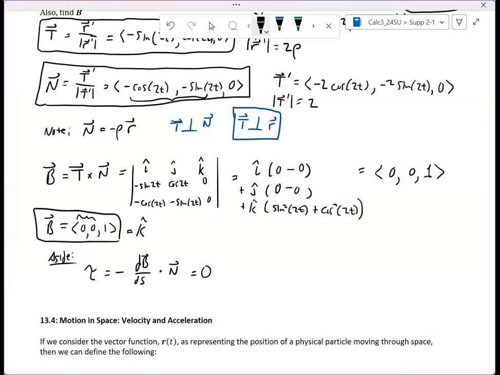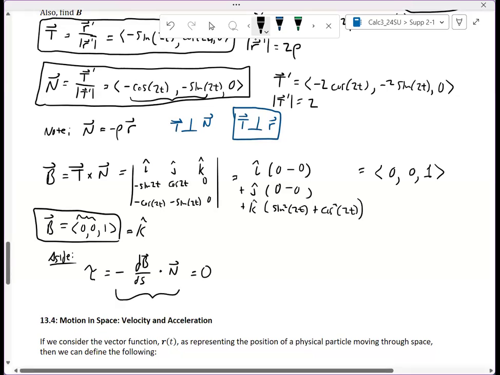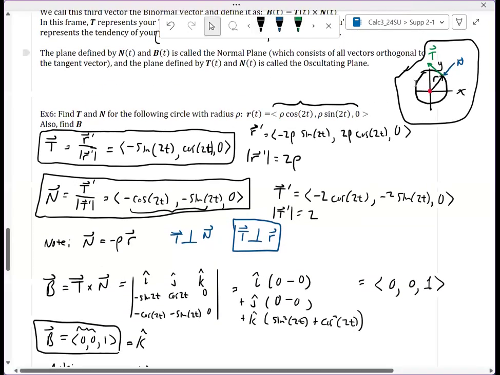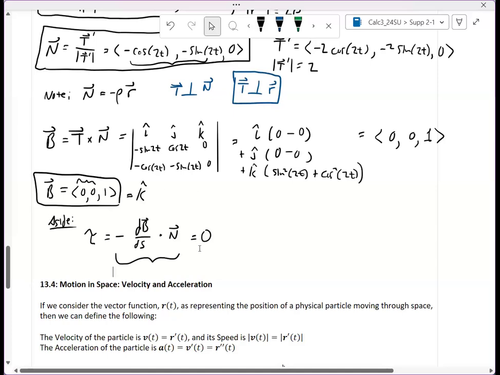So our tendency to twist out of this plane, this is really what we're talking about there. This is how we would use the binormal vector to define that torsion, that idea of twisting out of the plane of t and n. And we see from the picture that we're obviously not twisting out of that plane. We're just staying in that plane, going around that circle. And our torsion indeed is 0.